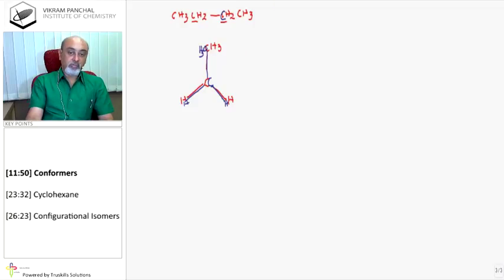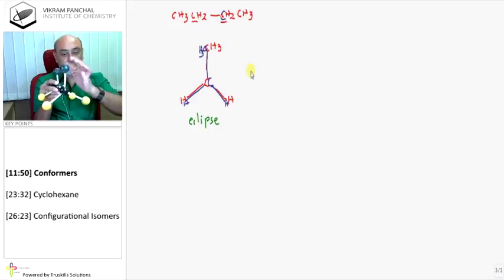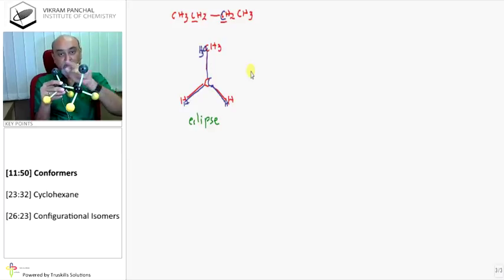So the first isomer is eclipse. These two are methyl groups. These two are hydrogen. Then you can see the first arrangement is like this, where there will be more interaction between the two methyl groups, and so it is eclipse.